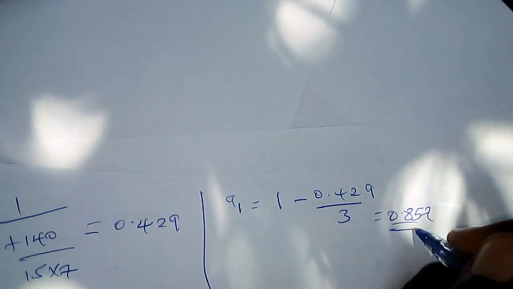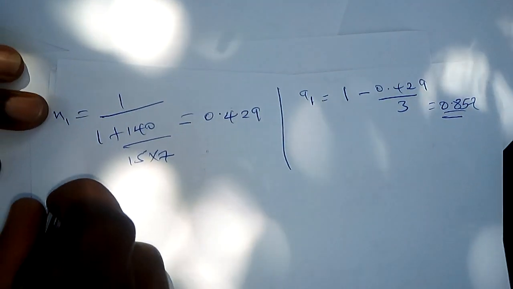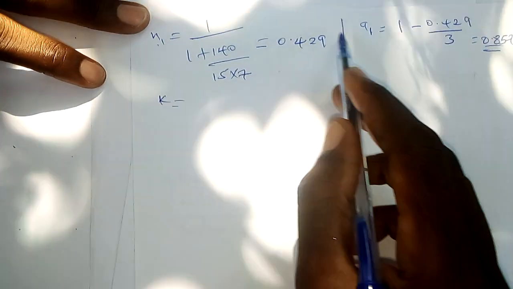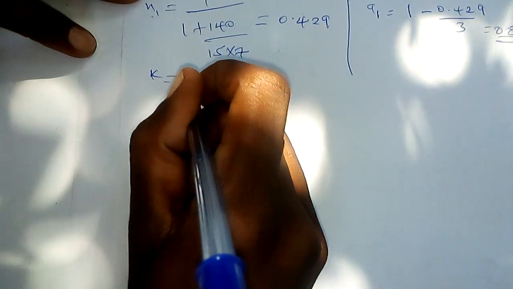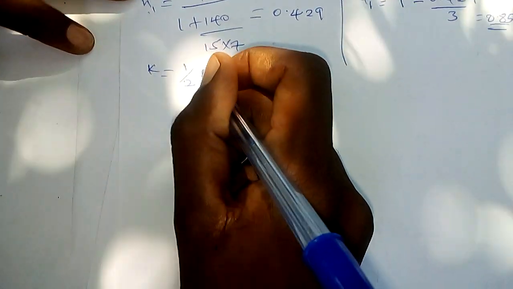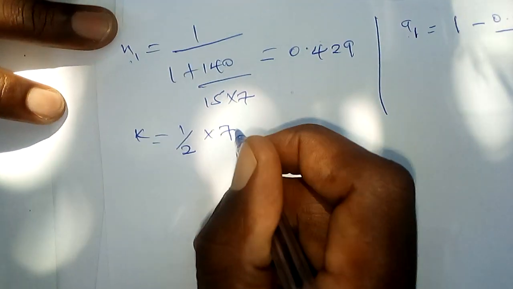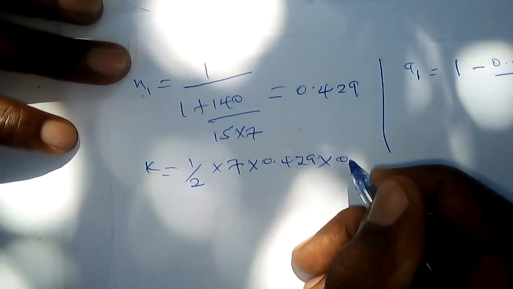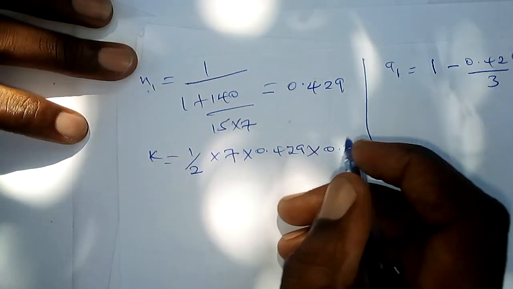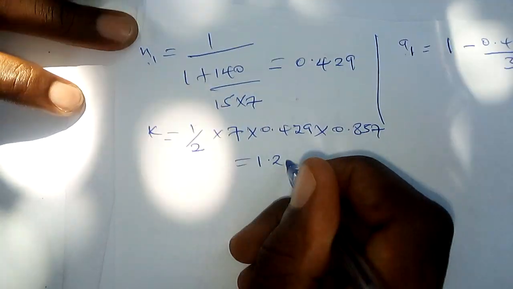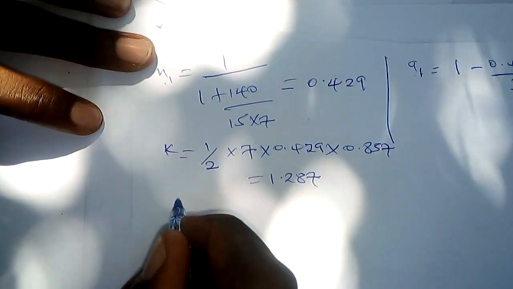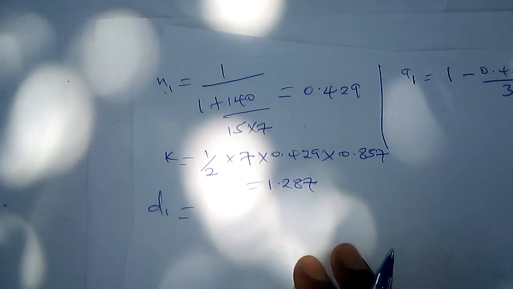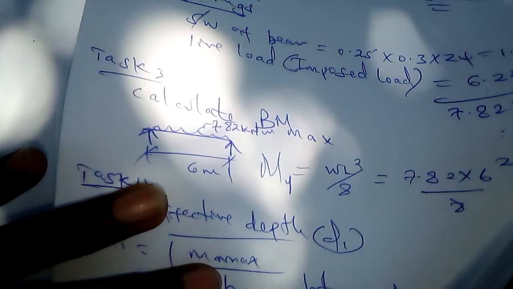0.857. Now let us find general K, since we have n1 and a1. K is equal to 1 over 2 half PCB 7 multiplied by 0.429 multiplied by 0.857. So the answer is 1.287. Insert the parameter we were looking for within this equation.